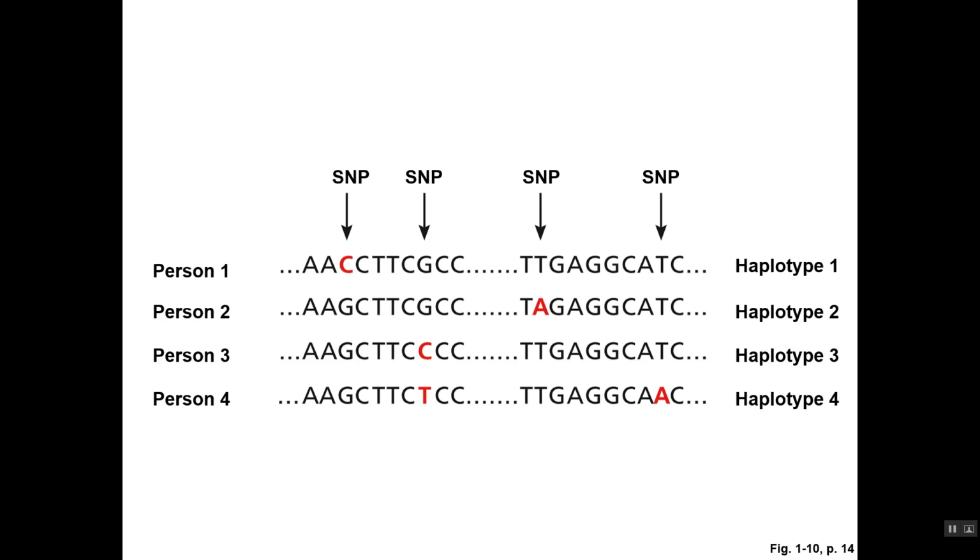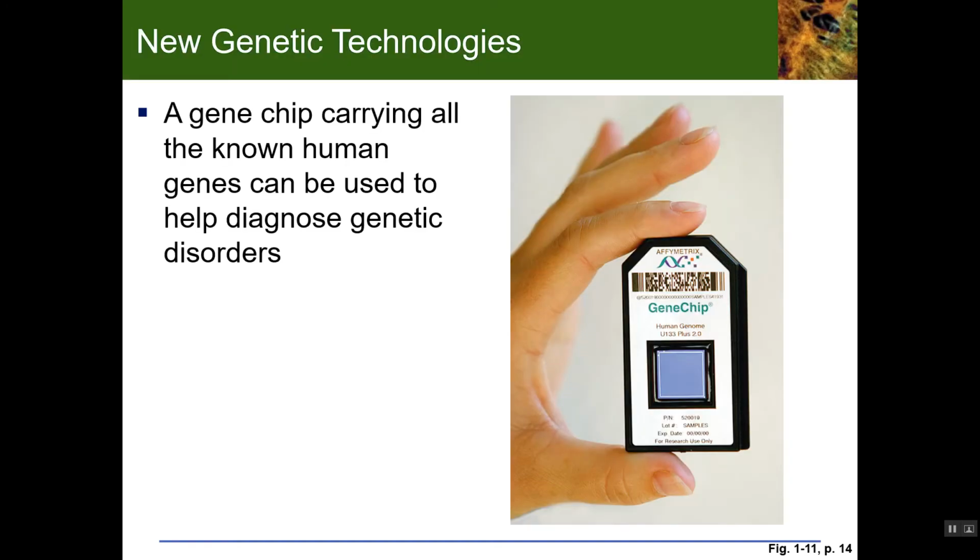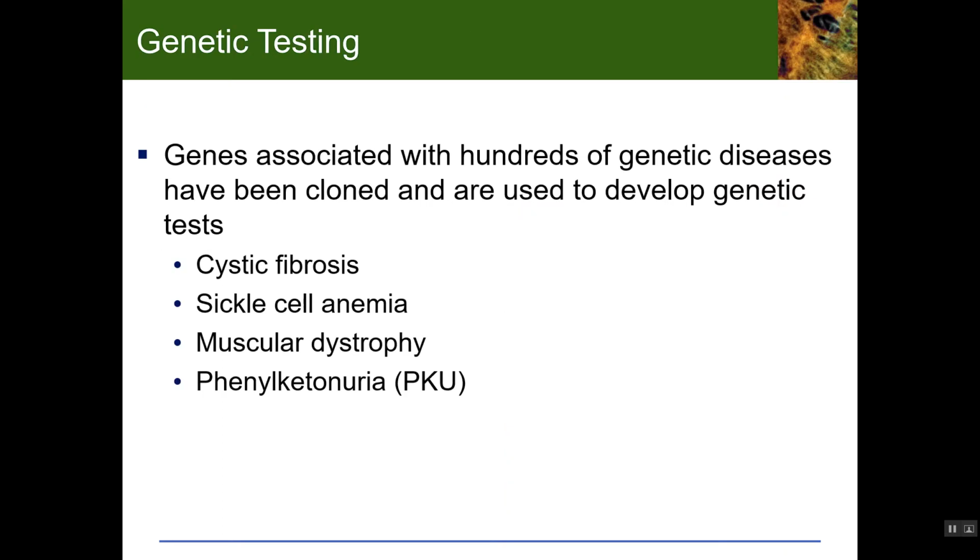A little larger picture of it. And new genetic technologies are gene chips that can carry all the known human genes, and we can use that to help diagnose genetic disorders. Genes associated with hundreds of genetic diseases have been cloned and are used to develop genetic tests such as cystic fibrosis, sickle cell anemia, muscular dystrophy, and PKU, or phenylketonuria.